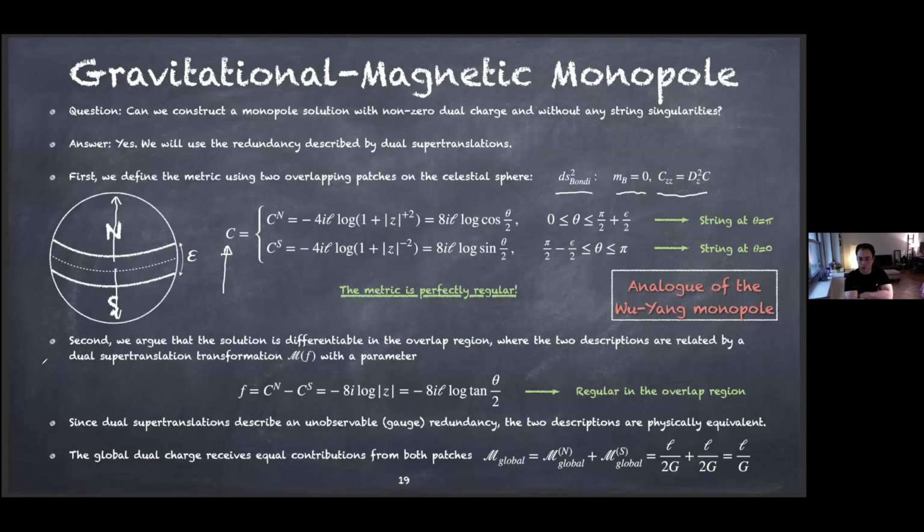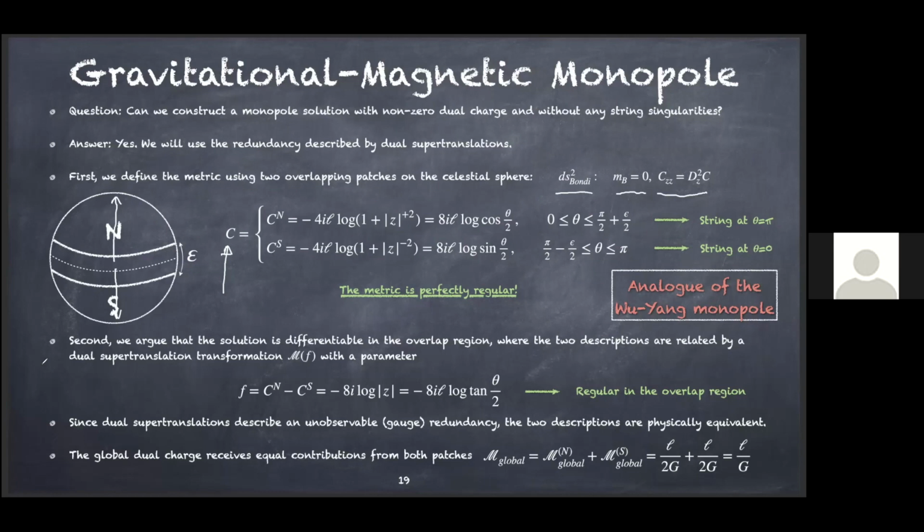This transformation parameter is regular in the overlap region, and therefore it describes a regular dual supertranslation transformation in the overlap region. And since I provided evidence suggesting that dual supertranslations describe an unobservable redundancy, the two descriptions in the overlap region are physically equivalent. And this is the claim.